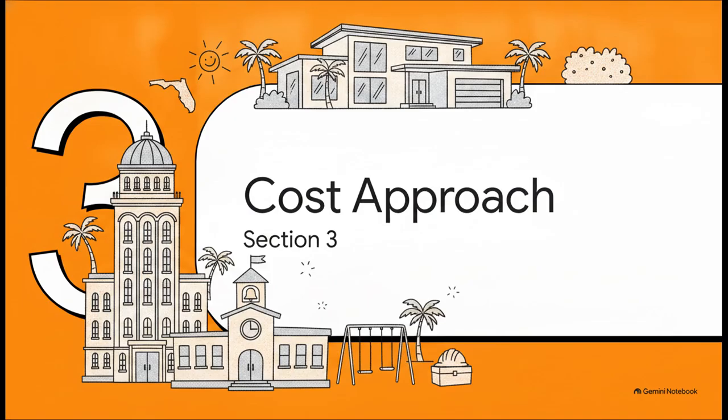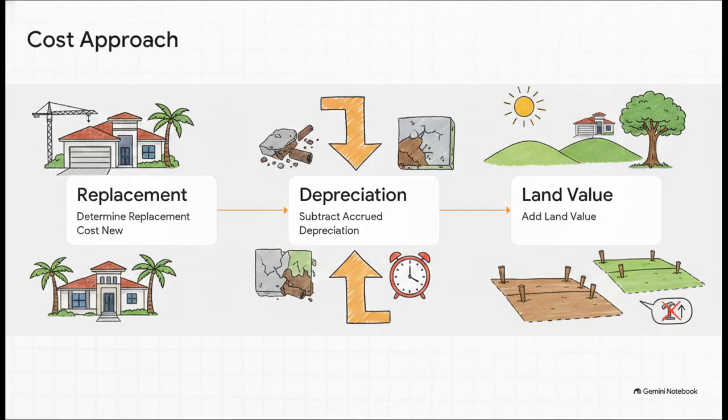Section 3, Cost Approach and Depreciation. Let's see how this approach handles those unique properties where there just aren't any comparable sales available. The cost formula is a super simple 3-step math process. Step 1, start with the replacement cost new, basically what it would cost to build a structure today. Step 2, subtract the accrued depreciation from all causes. And step 3, add the estimated value of the raw land. And hey, remember, land itself does not depreciate.